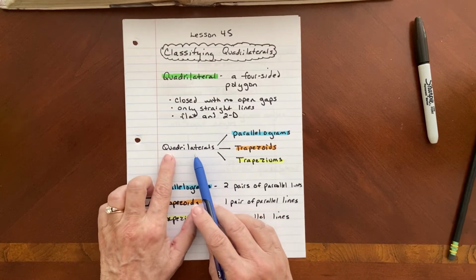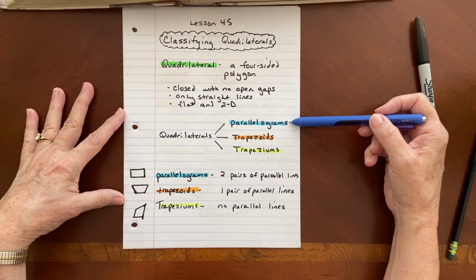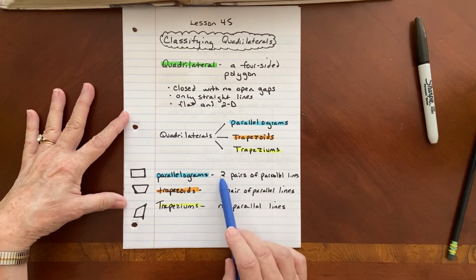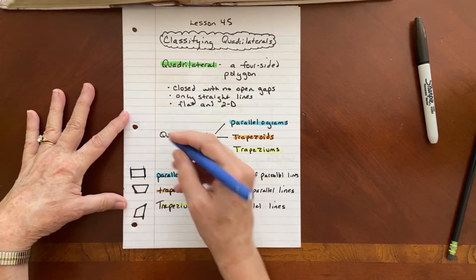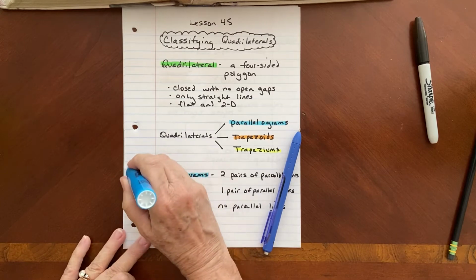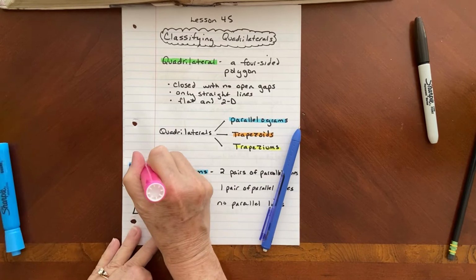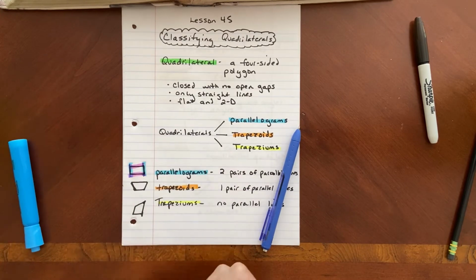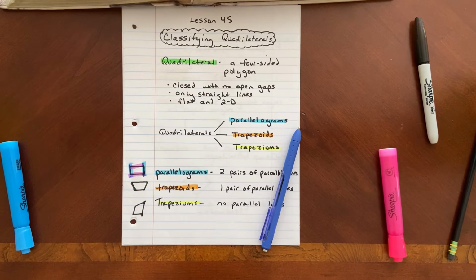So quadrilaterals can be found in three categories. You can have parallelograms. Those are two pairs of parallel lines. So those two are parallel. Let me do colors. I love my colors. Those two are parallel. And then these two are parallel. Means they're always going to go side by side. They're never going to run into each other no matter how far they go.